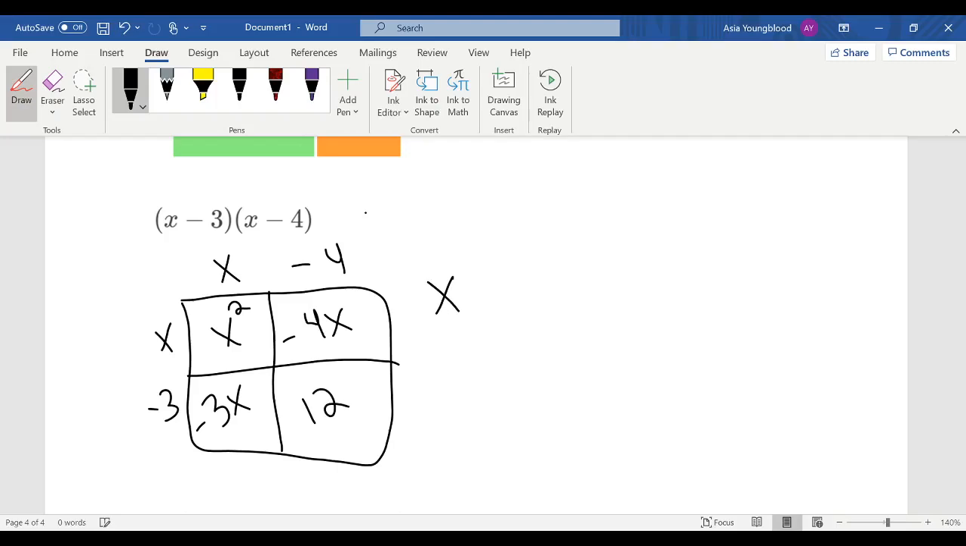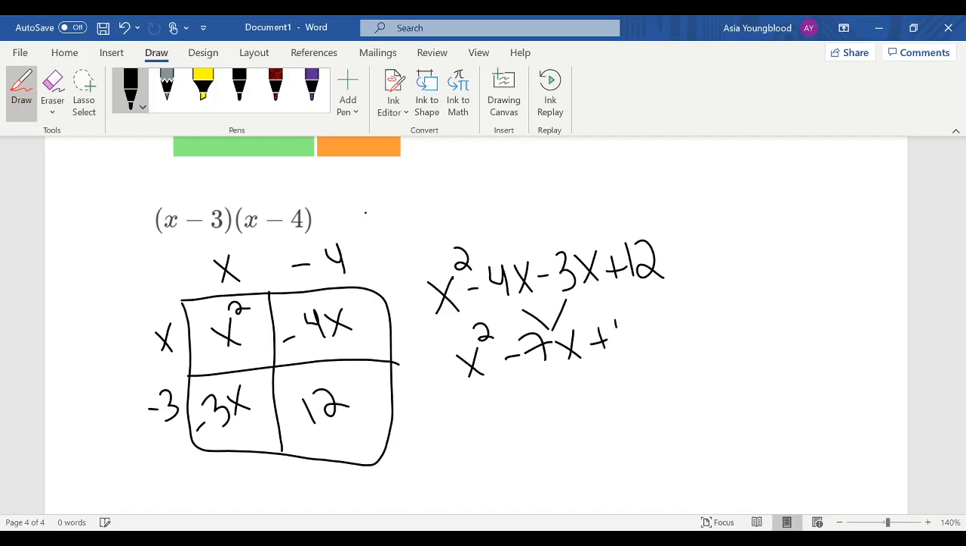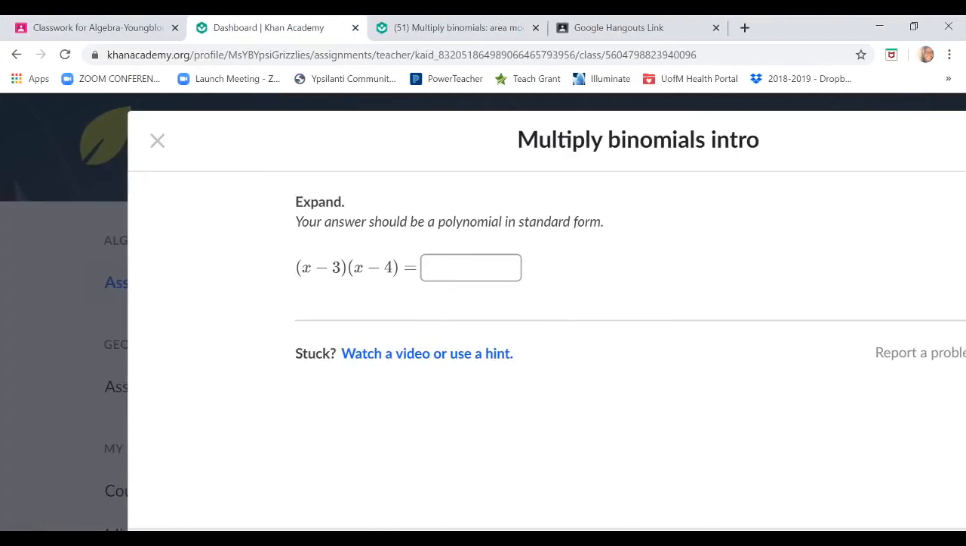So then we can write out our terms. X squared minus 4x minus 3x plus 12. And combine our like terms, which are the negative 4x and negative 3x, because they both only have one x. So this is going to simplify to x squared minus 7x plus 12. And that is going to be our final answer for that problem. Let's switch back to Khan Academy and type that in.